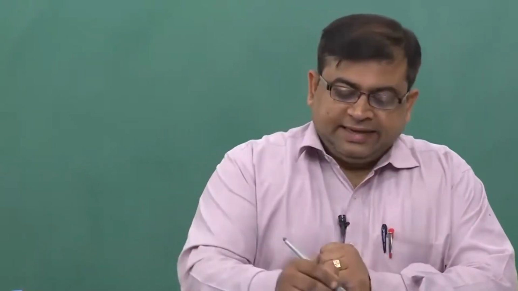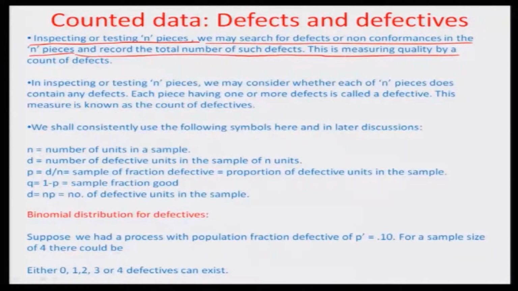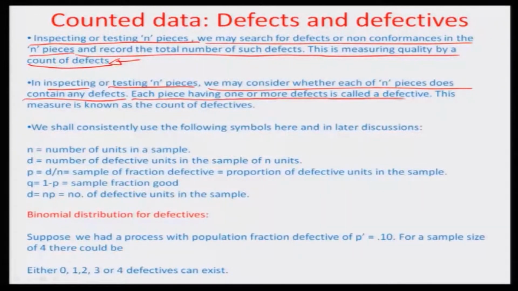So let us say in a particular case we are inspecting n pieces, and we may search for defects or non-conformances in n pieces and record the total number of such defects. This is measuring quality by count of defects. In inspecting or testing n pieces, we may consider whether each of the n pieces contains any defects. Each piece having one or more defects is called a defective. This measure is known as the count of defective.